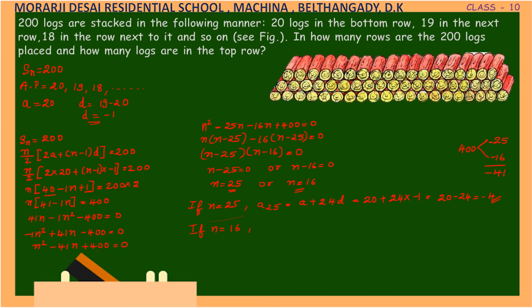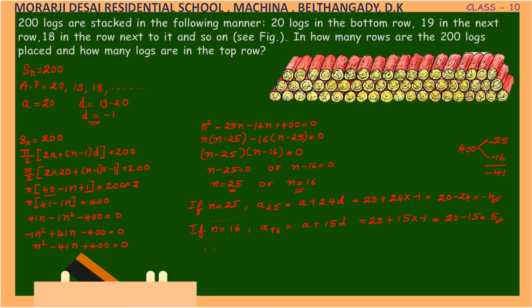If n is equal to 16, if the number of rows is equal to 16, then what is the number of logs in the 16th row? That is a plus 15d, which is 20 plus 15 into minus 1, that is 20 minus 15, which is equal to 5. Here for number of rows 16, we got a16 is equal to 5.